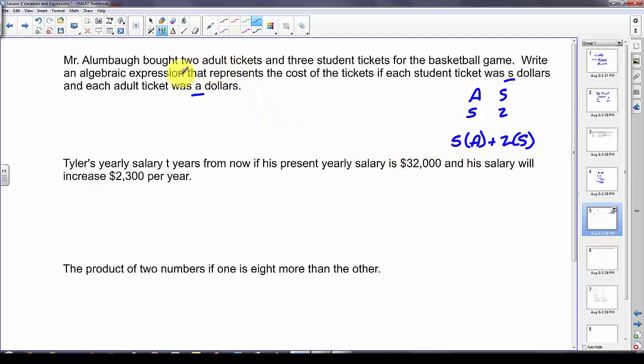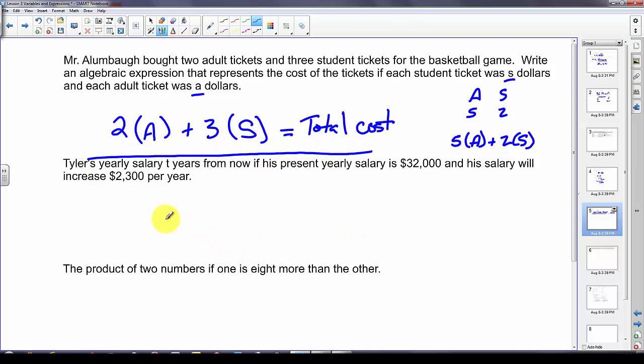In this case, the problem asks the exact opposite of the example I gave you. It says you have 2 adult tickets, and we don't know their cost. But if I multiply those 2 tickets by the cost, which is A, I get its total dollar value. If I use 3 student tickets and multiply by the cost for each ticket, S, that gets me its total cost. So 2A plus 3S gets me the total cost.